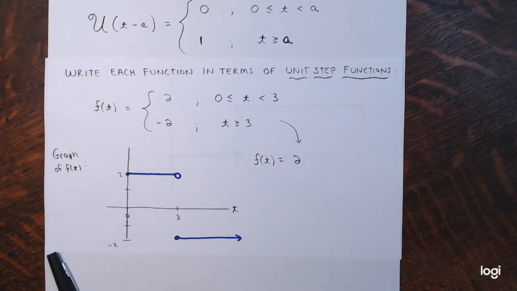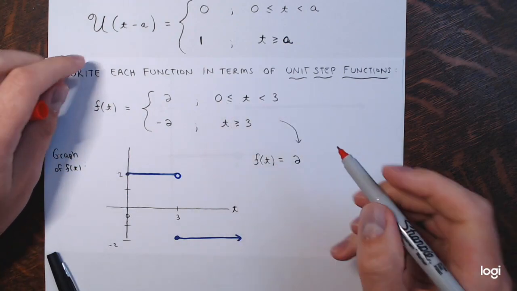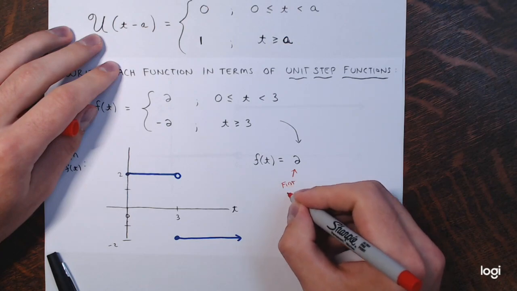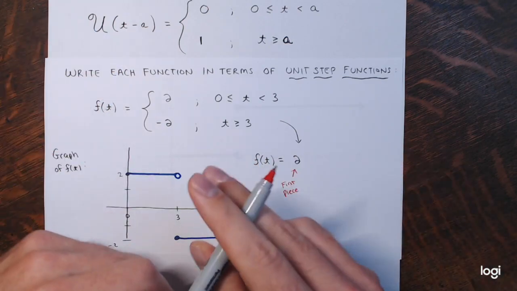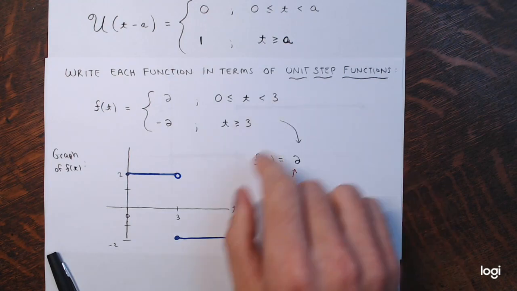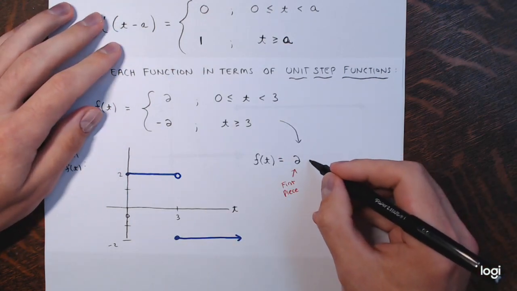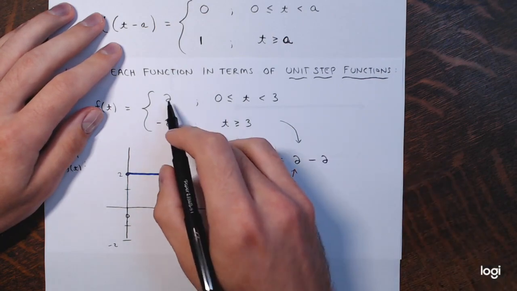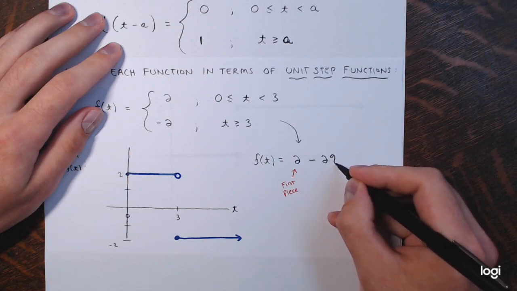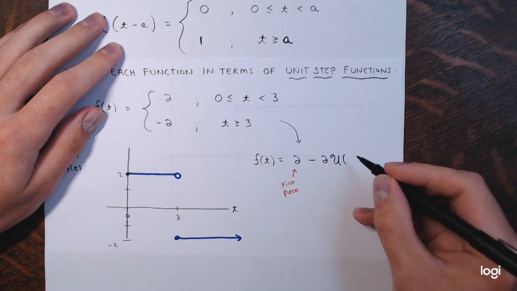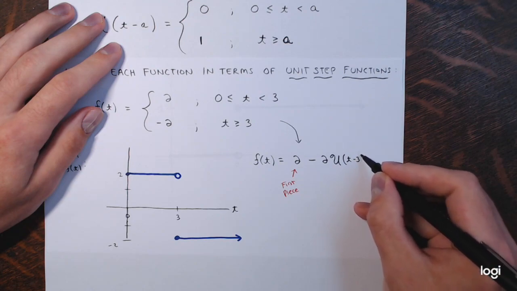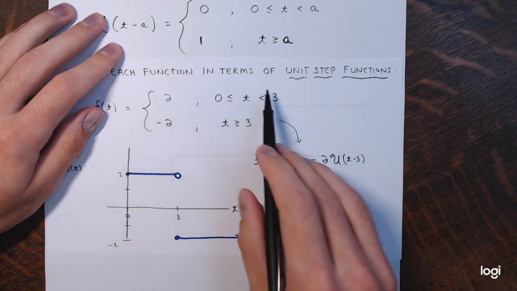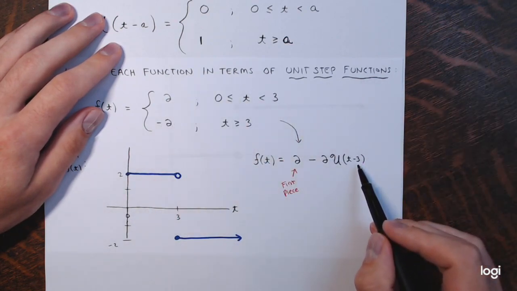So I start with the first piece, the piece that's defined from 0 up to whatever. Then I want to take that piece away. So what I'm going to do is subtract that piece, minus 2, times the unit step function of t minus 3, because it cuts off at 3. Basically, I want to get rid of the first piece after t equals 3. That's all this is saying.